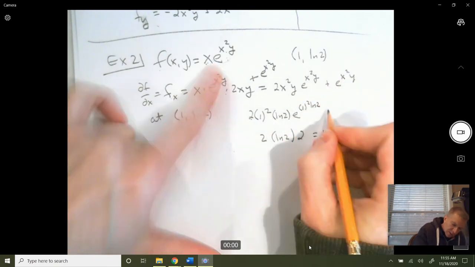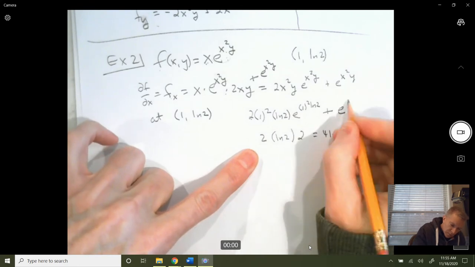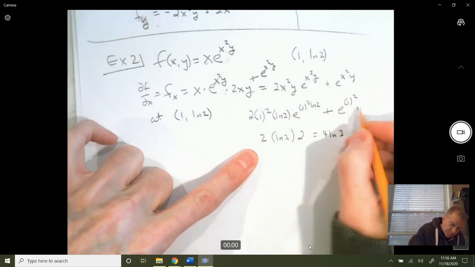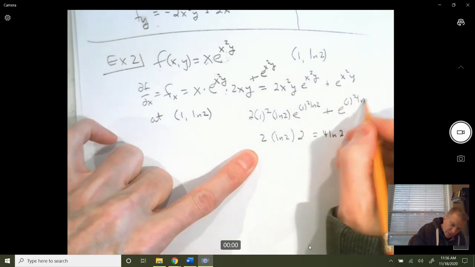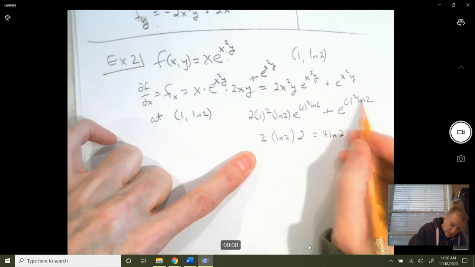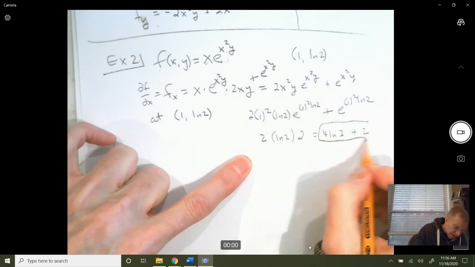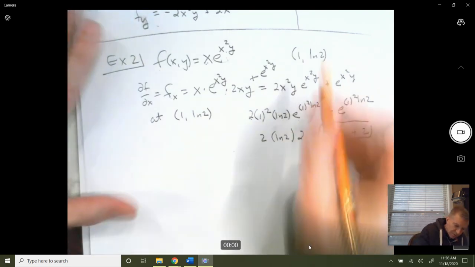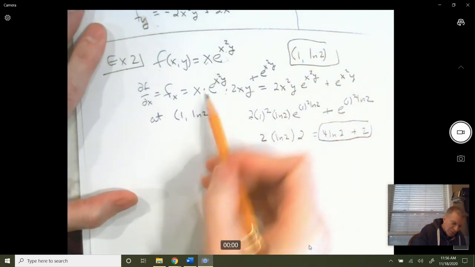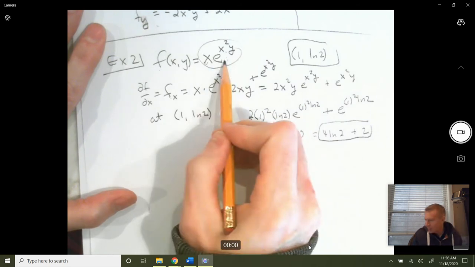So this will be plus e to the 1 squared ln of 2. So that's just e to the ln of 2, so that's plus 2. Okay, so that's your answer for the x partial derivative valued at this point. Again, when you do the product rule, don't forget the second part of the product rule.